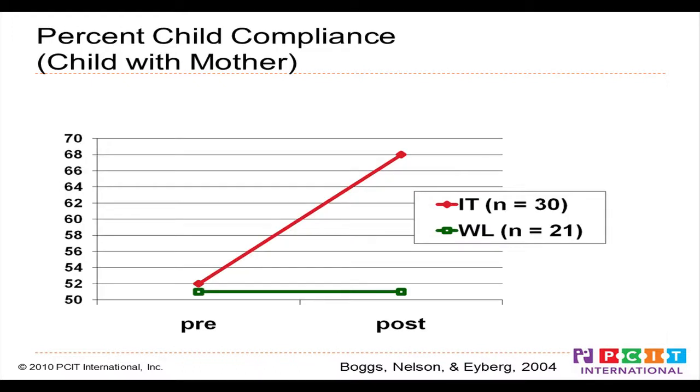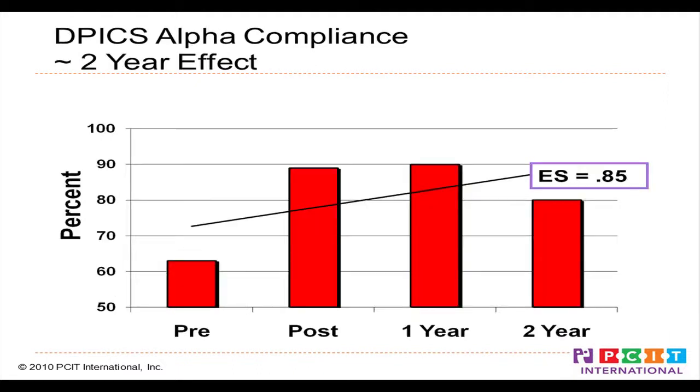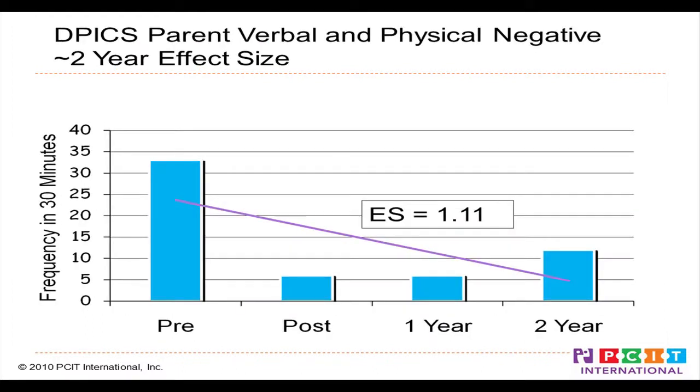So I'm going to go through these quickly because we're running out of time. But all of these graphs are moving in the expected direction, where the skills we want to see improve go up, and the behaviors we want to see go down. And then this is alpha compliance. This is how kids are responding, how compliant they are to their parents' directives. You can see at post a significant increase, and that it's maintained a year and 2 years later, so these kids are really maintaining their gains.